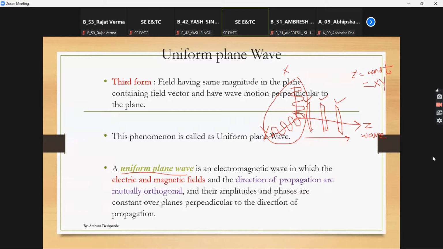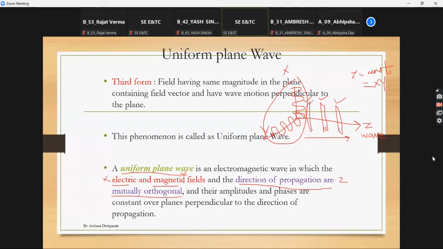I will show you an animation of it. So what does uniform plane wave mean? The wave is propagating in the z direction. Electric field in the x direction, magnetic field in the y direction. So all three components are mutually orthogonal, that means they are mutually perpendicular to each other. And the electric field's magnitude and phase are constant over the planes perpendicular to the propagation.